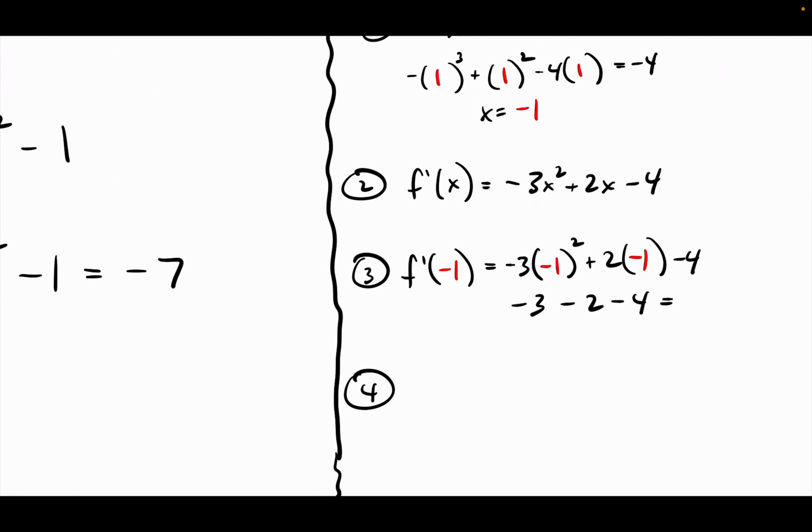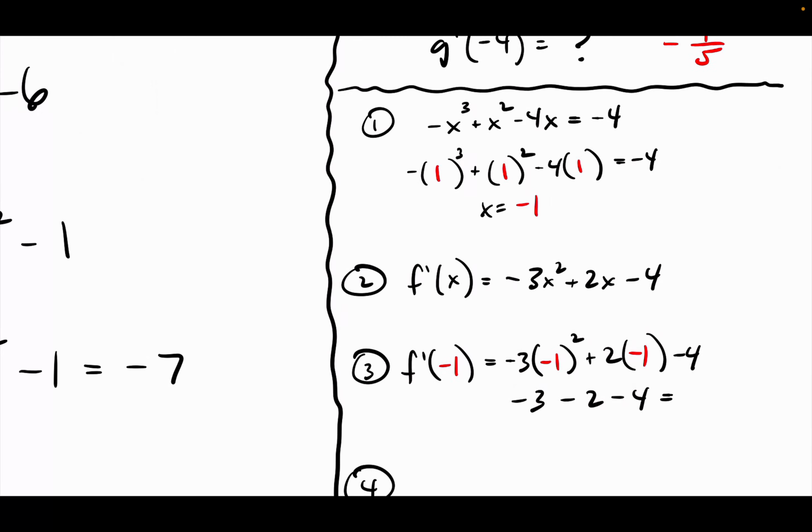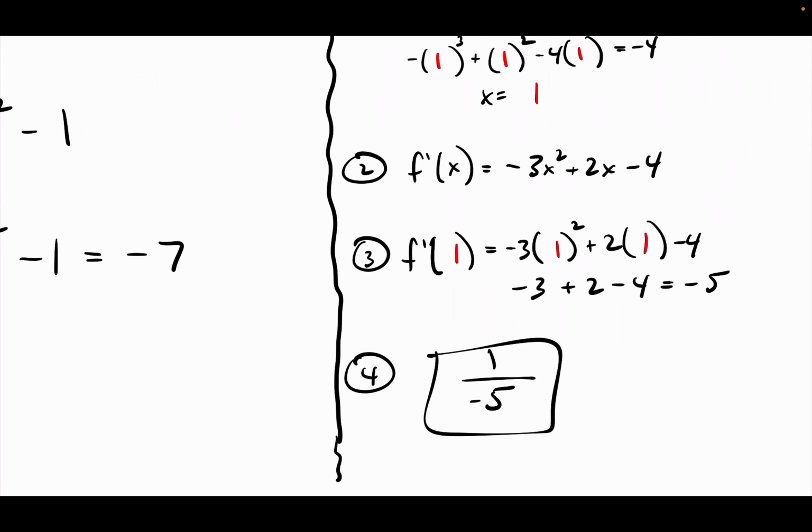Wait, did I do something wrong here? Oh, why did I put negative 1? The answer is 1. Sorry. I don't know why I put negative 1. That's weird. It's supposed to be 1. I got 1, but then I wrote down negative 1. So that's going to be negative, positive, negative, what is that, negative 5? Flip it. Done. Okay.